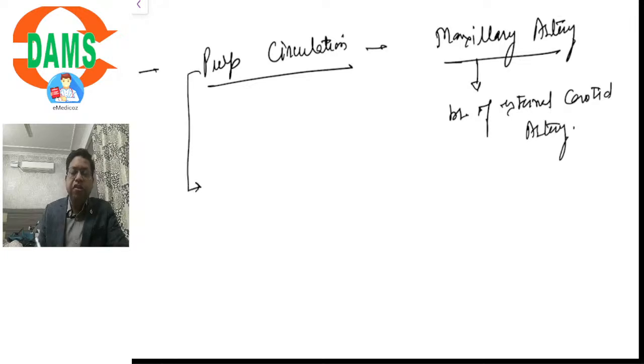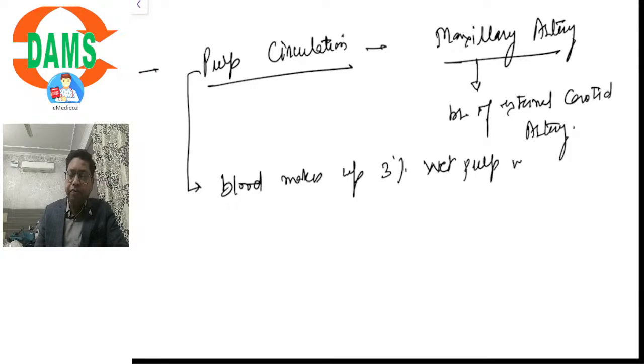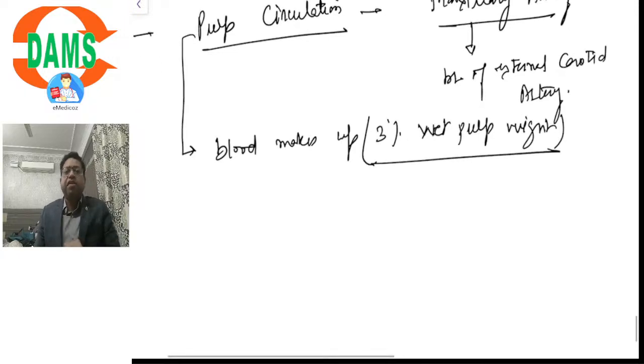This pulpal circulation is very high as compared to other parts of the body, and the blood flow makes up 3% of wet pulp weight. Means if we talk about a healthy pulp that is not inflamed, then blood circulation is very copious in it. It makes up about 3% of the weight of the dental pulp.